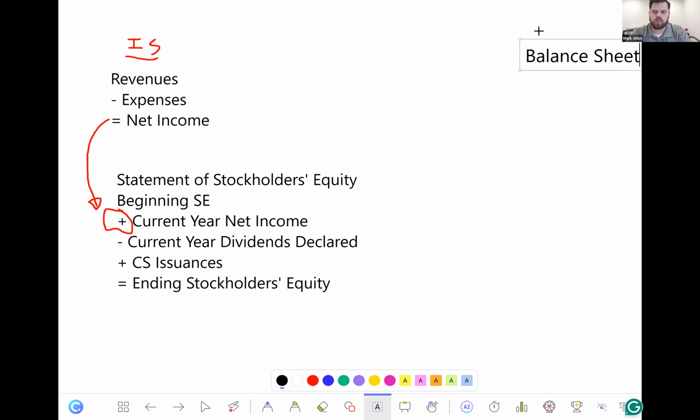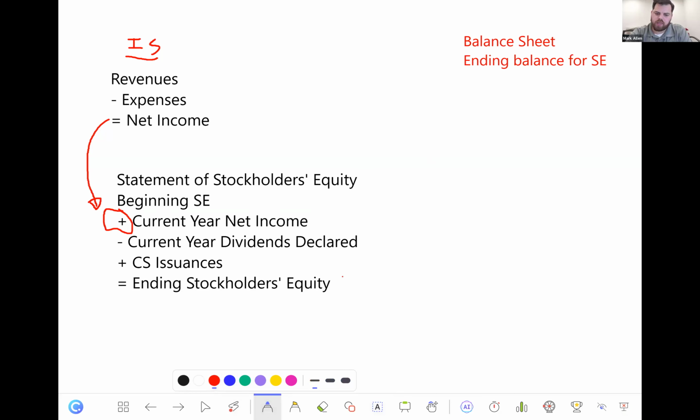Okay. So the big piece of information that we need here is the ending balance for stockholders' equity. And where do we get that from? Well, we get it from right here. So if we come over, we can see that this balance will flow from right there. And that's the big piece of information that we need.